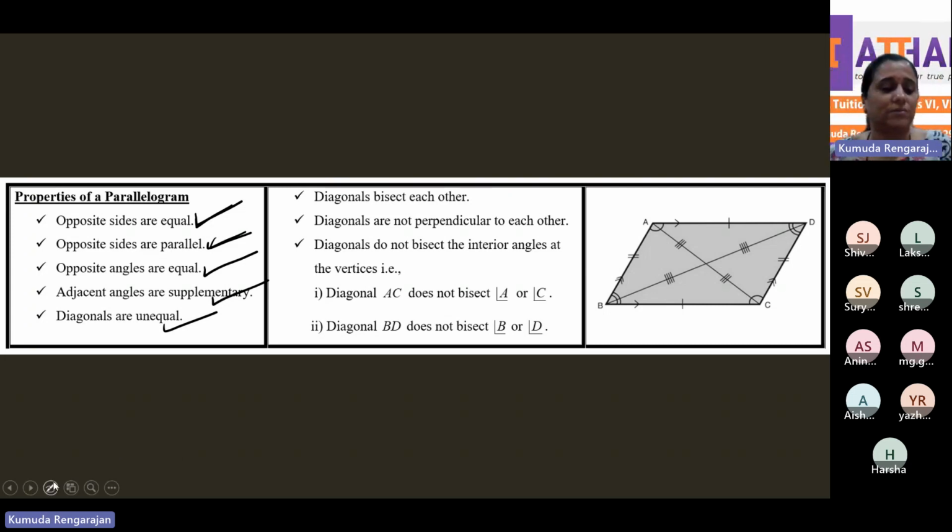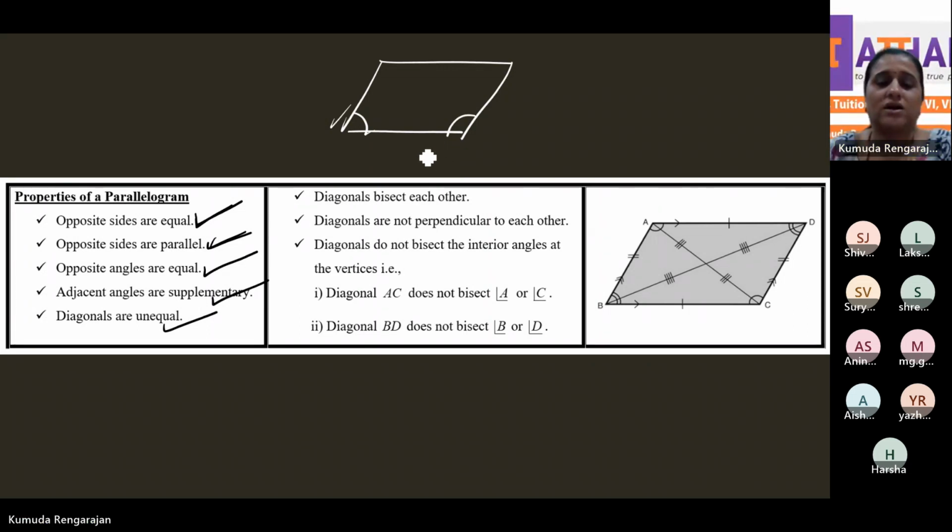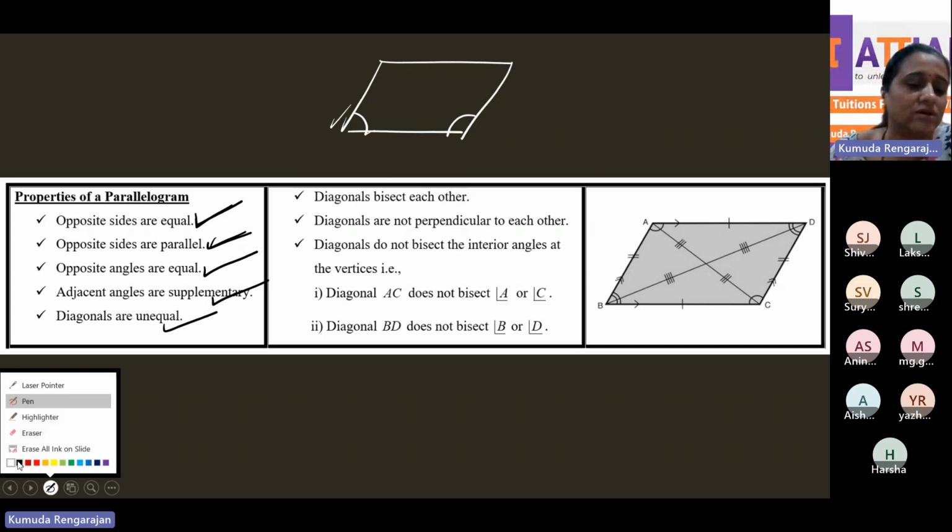Adjacent angles are supplementary. So we understood how to identify adjacent angles: this one and this one are adjacent angles. They are supplementary, meaning they add up to 180 degrees. Two angles that add up to 180 are supplementary angles. Two angles that add up to 90 degrees are complementary angles.